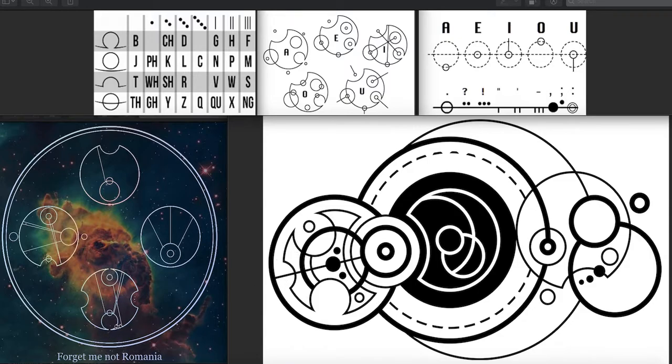F-O-R-G-E-T, M-E, N-O-T, R-O-M-A-N-I-A, except this M is a P because it's only got 2 lines ending on it.